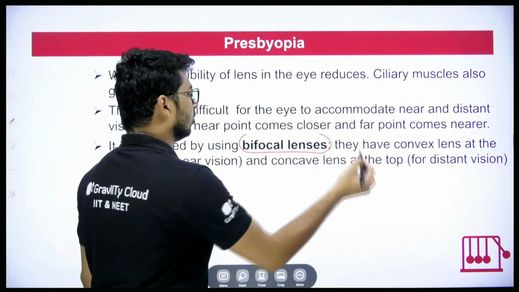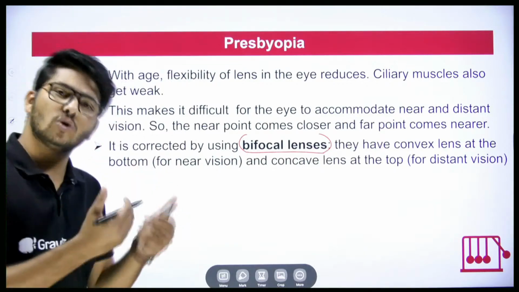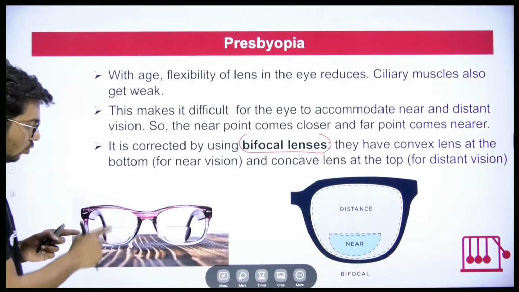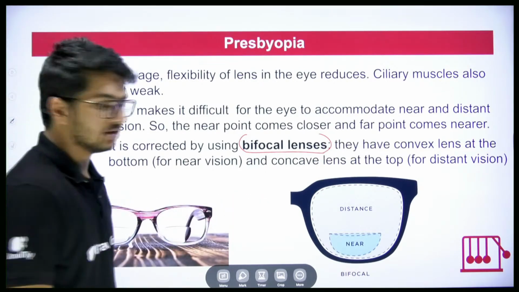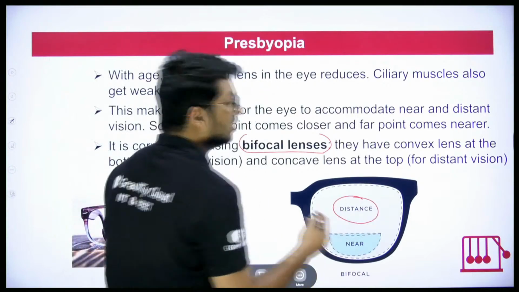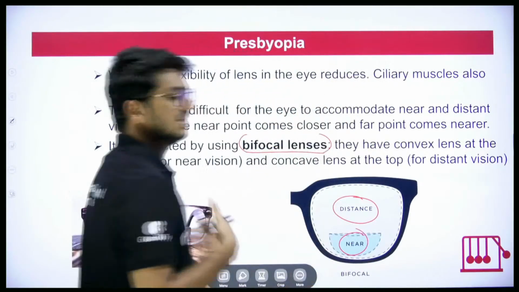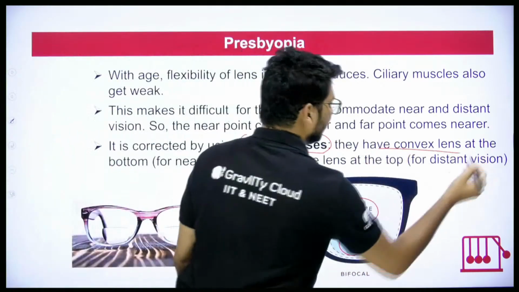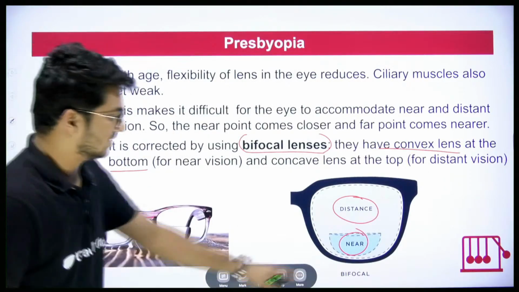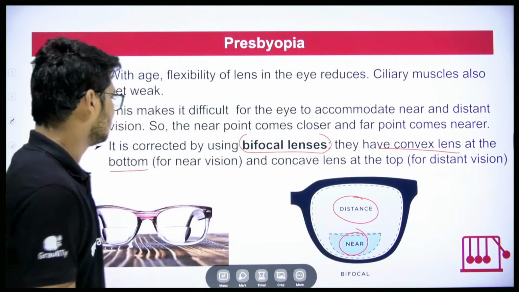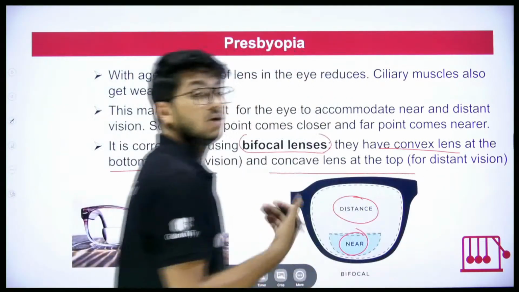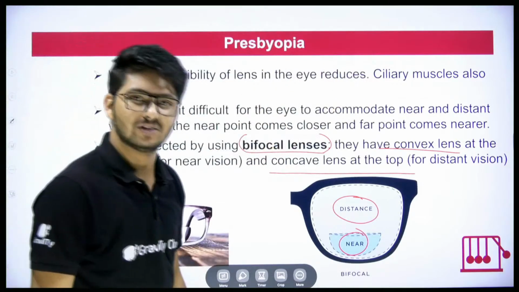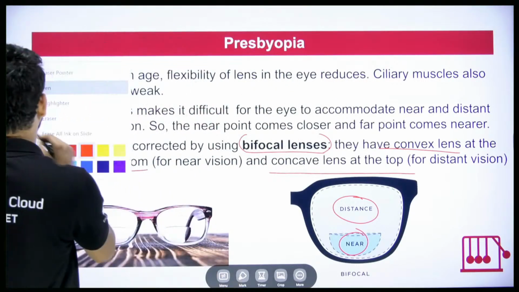Now what are these bifocal lenses? They'll have two types of lenses. For example, look at this image. Can you see the image here? There are two types of lenses. A better image is given here. Right, so the upper part is for distant objects. The lower part is to look at near objects. Here you can see they have convex lens at the bottom. So for near objects we use convex lens, and concave lens at the top for looking at distant objects. Is that clear?